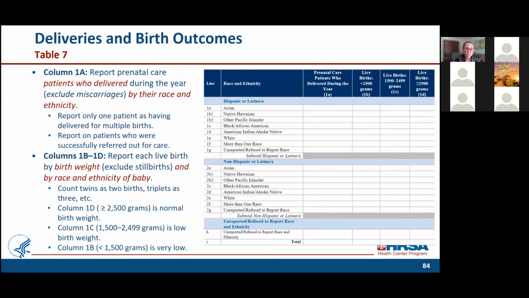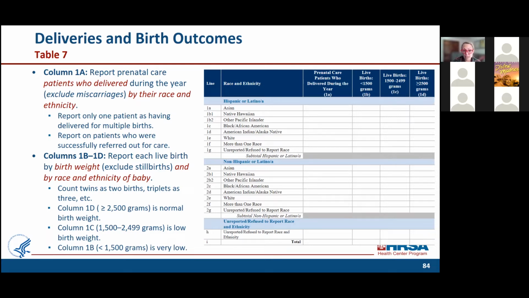Columns 1B through 1D report all live births by their birth weight and race ethnicity. Columns 1B through 1D report on the child or children and race ethnicity, which may be different than that race of the prenatal patient who delivered. Race ethnicity of a child is self-reported by the parent. Report race with no ethnicity as non-Latino or Latina. Birth weights of multiples are reported separately.